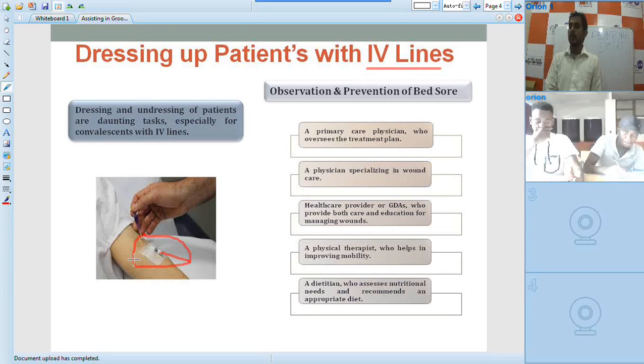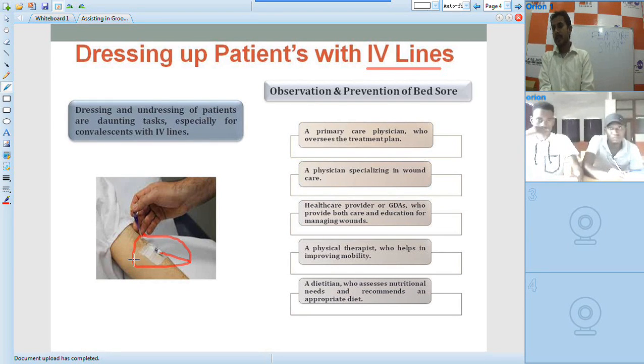So you need to consult the physician or see the treatment plan of such patients, and the wound area of such patients must be taken care of by the specialized physicians.